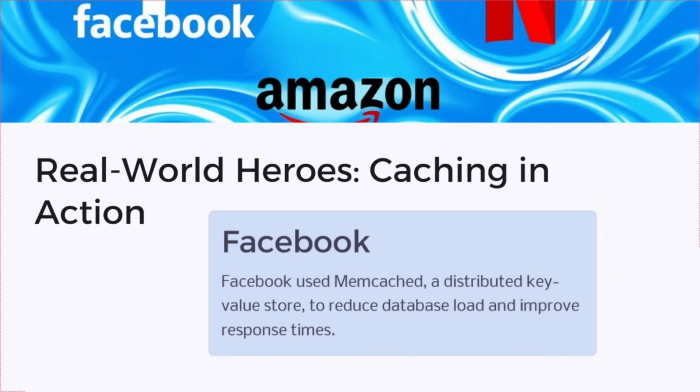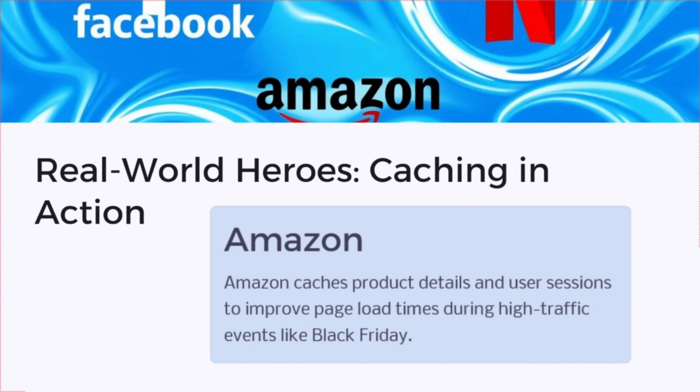Not only Facebook, but Amazon also faced a challenge with high traffic during sale events like Black Friday. Every product view or recommendation required a database query, which was causing delays. By caching frequently accessed product details and user sessions, Amazon improved the page load times and enhanced the user experience. Now, there are endless stories like Twitter, Netflix, and many more. But the main point is how implementing caching transforms these systems, making them faster, more scalable, and capable of handling millions of requests efficiently.